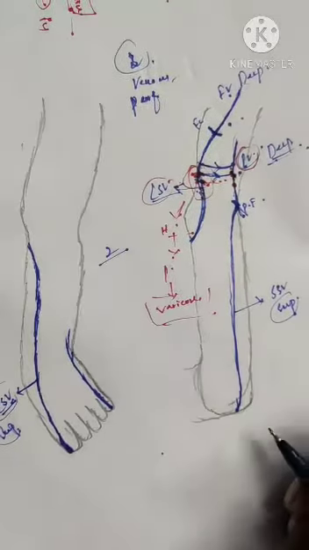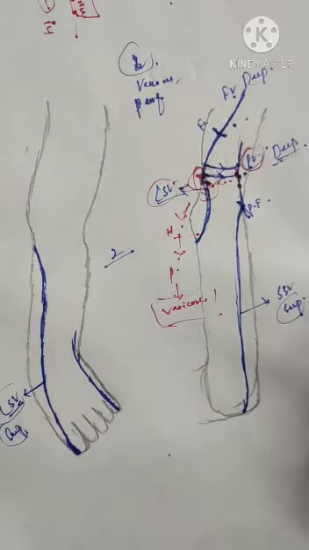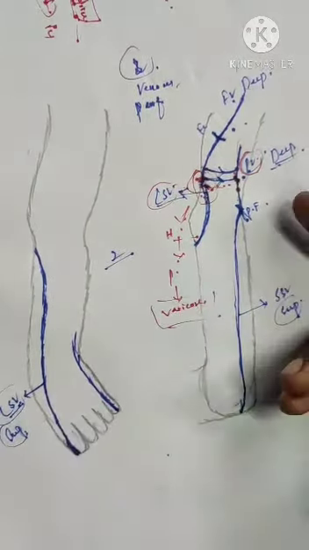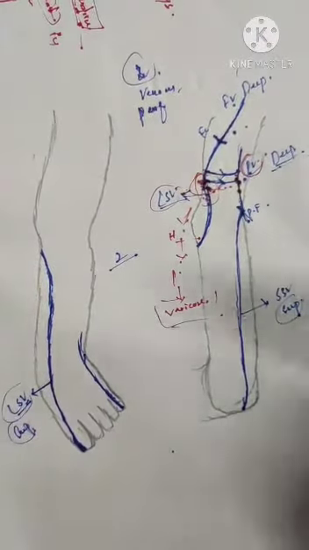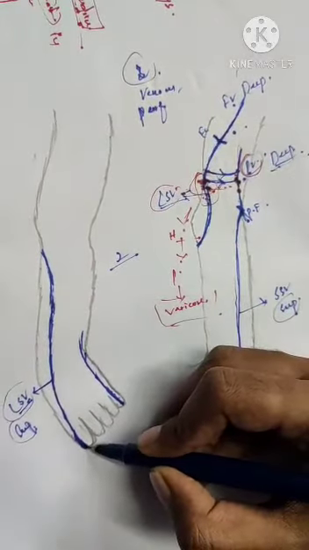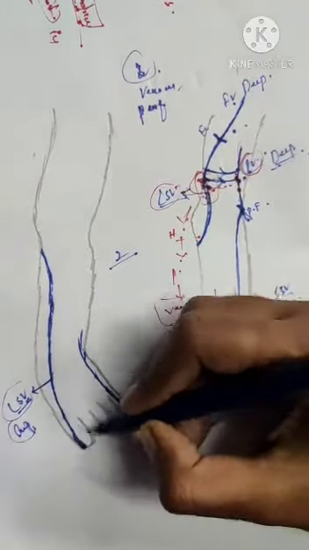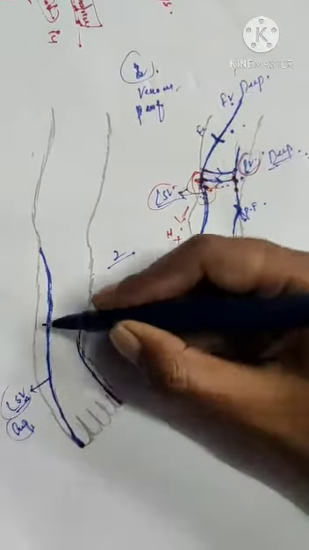Now let us see about the varicose veins. The varicose veins consist of two superficial veins and two deep veins. The superficial veins are the long saphenous vein and the short saphenous vein. The long saphenous vein starts its course from the greater toe and through the shin of the leg.